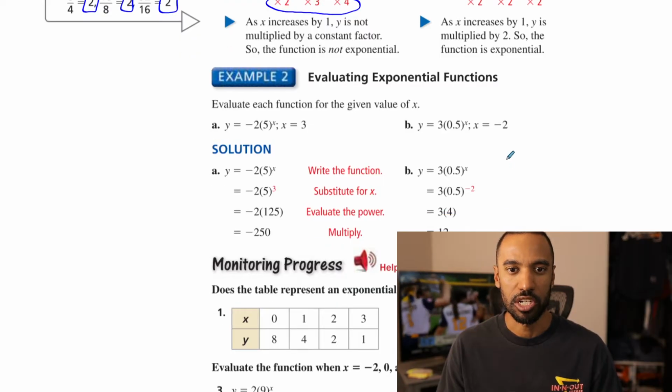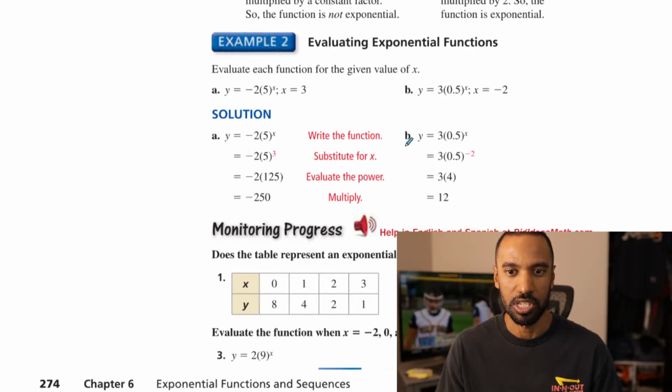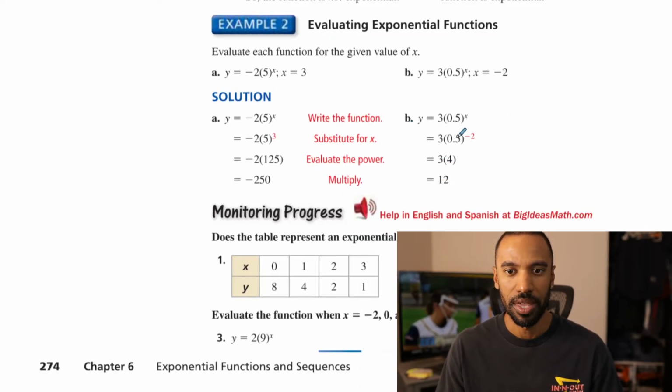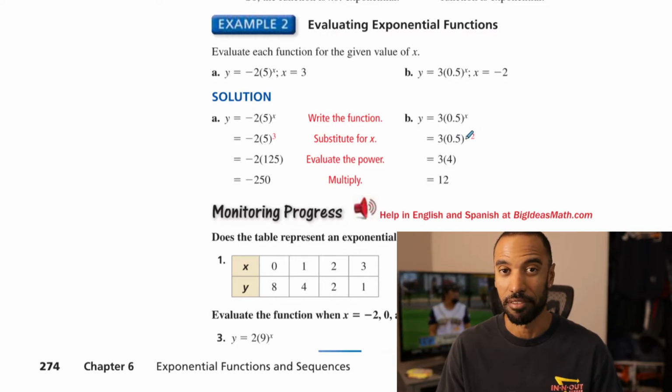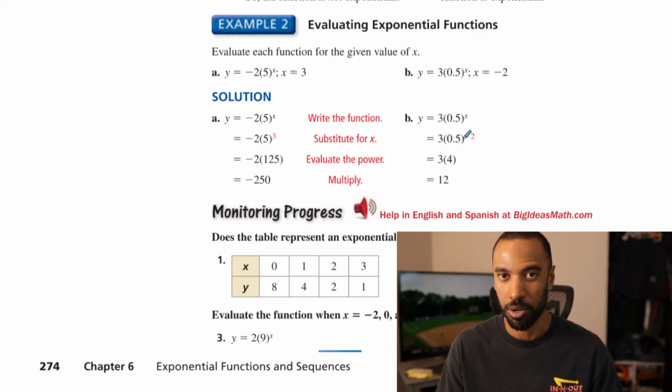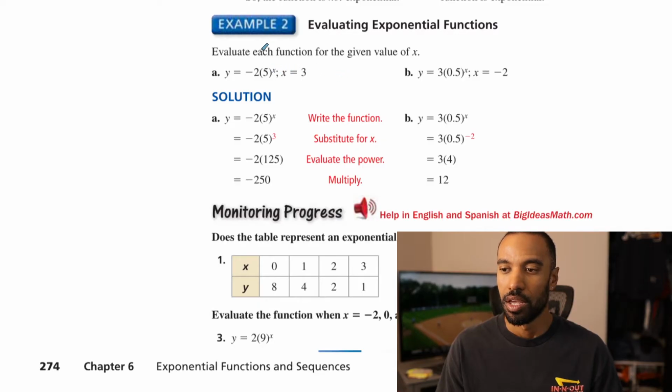Let's evaluate some exponential functions. Let's do some substitution. Let's see what they have you practice and learn to do. It seems like there are things you're going to have known beforehand, so I'll talk about them very briefly, and then I'll move forward. So negative 2 times 5 to the x when x equals 3.